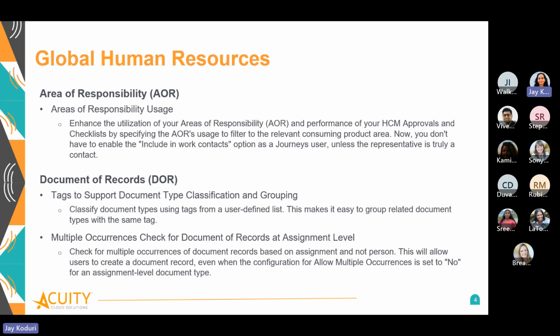Documents of record, there are two enhancements here. One is the tags field. They're coming up with a predefined list of options under the tags field for employment, identification, and legal. But it's controlled by a lookup, so you can always define your own user-defined values and tag a document type to one or more of the tags. What these tags do is they will allow you to group and classify the document types, as well as filter the document types based on tags when you're searching for them.